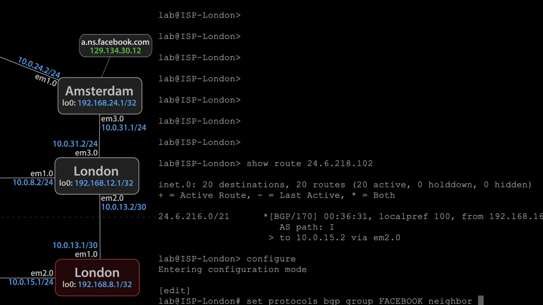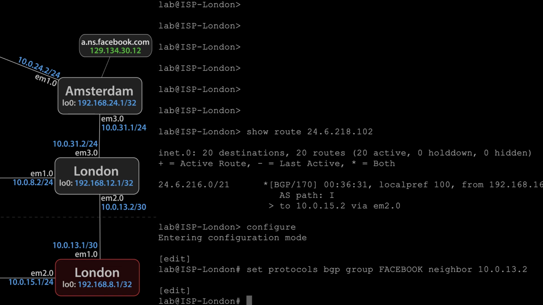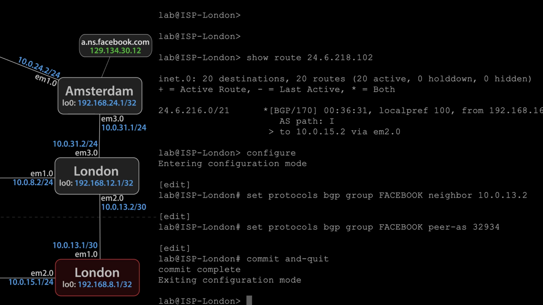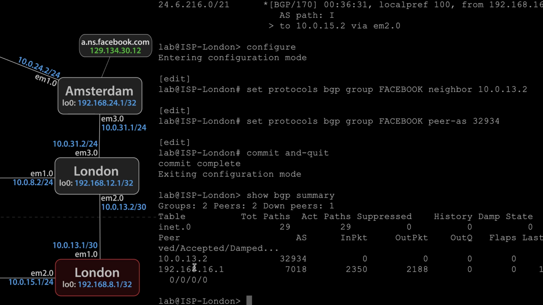We'll set up a neighbor address of 10.0.13.2, and we'll set up the peer autonomous system from the ISP side looking at Facebook to be Facebook's AS number of 32934. So I'll commit that. And there's our new peer active.